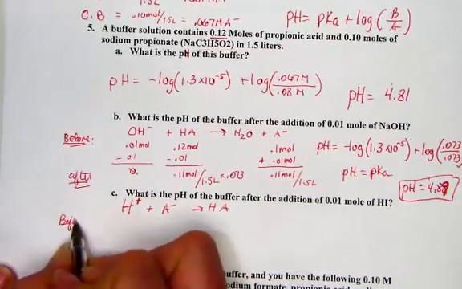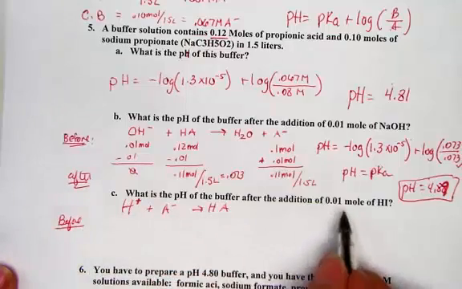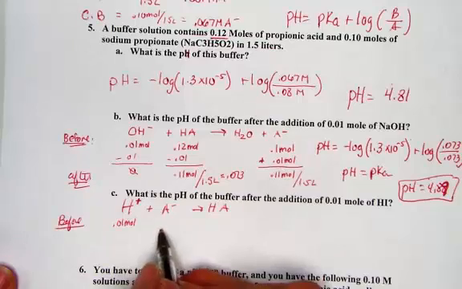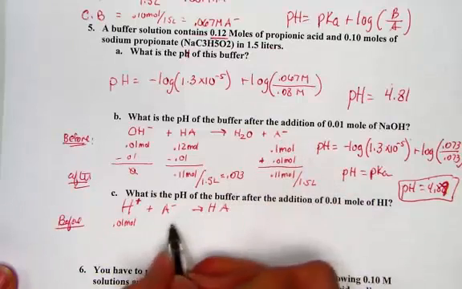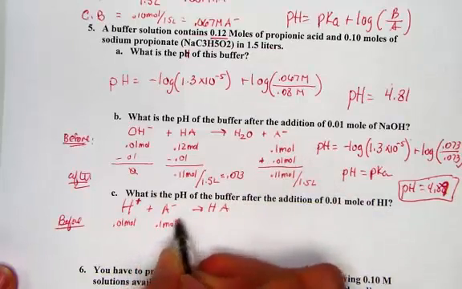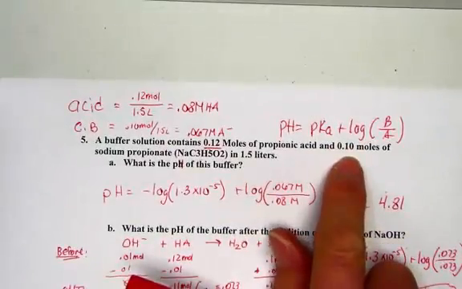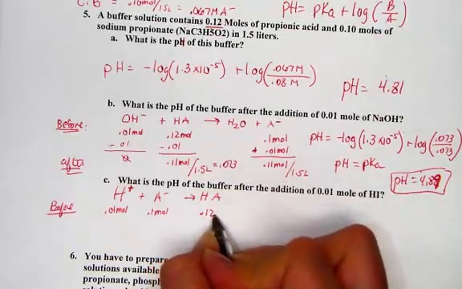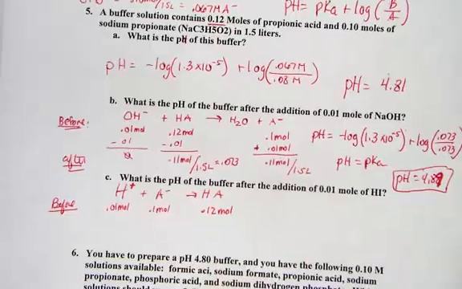So here's what we know. Before the reaction, we had 0.01 moles of the hydrogen ion, and the conjugate base was 0.1 mole. See how I'm pulling that from way up here? 0.1 mole of sodium propionate. And before the reaction, we had 0.12 moles of the acid, HA.